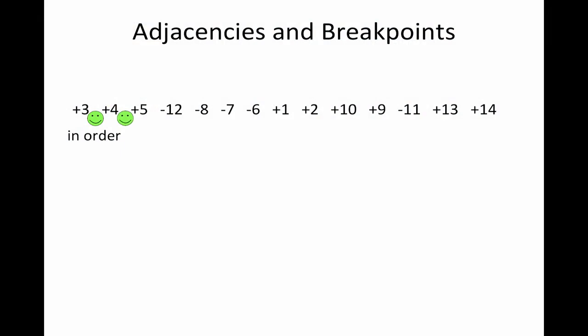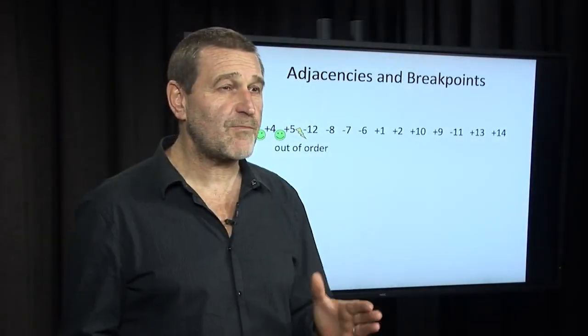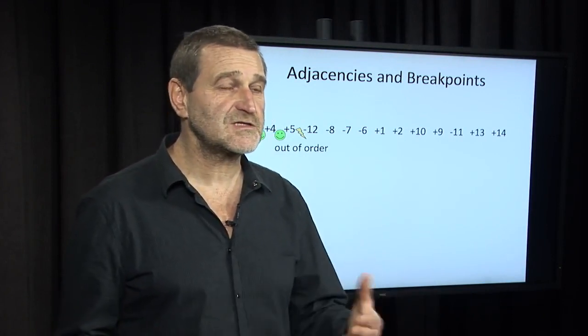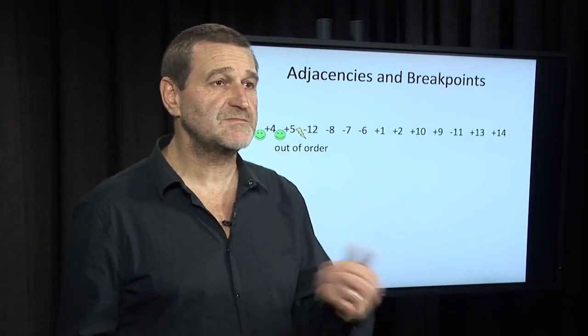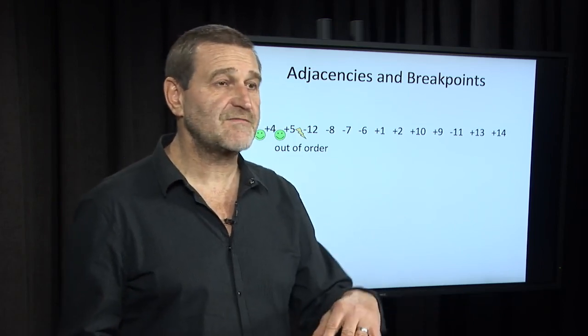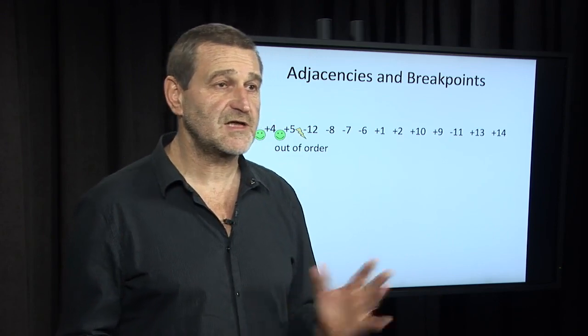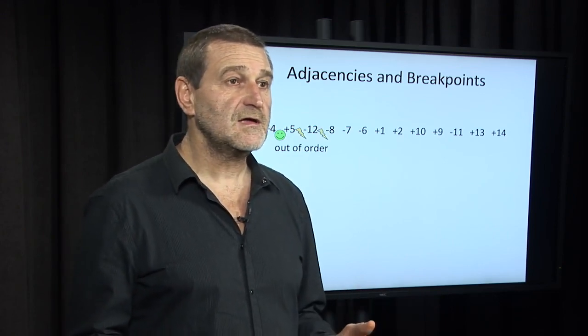+4 and +5, the same story. +5 and -12 is definitely out of order, and certainly there should be a breakpoint that cuts between them. So there should be a reversal with one of its endpoints between +5 and -12, because otherwise we will never be able to transform this permutation into the identity permutation.